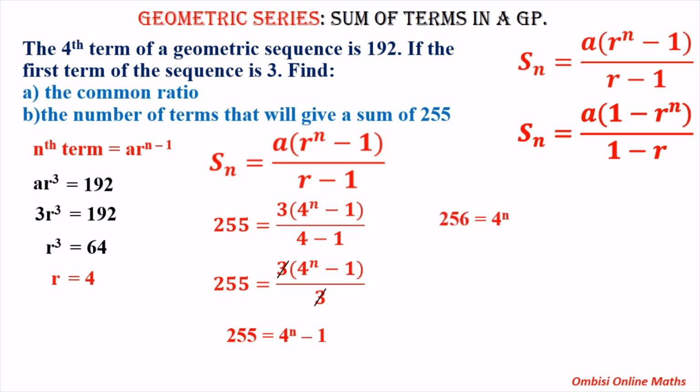Now we can use logarithm to solve this and find the value of n, or you can express 256 to the base of 4. Now 256 to the base of 4 is basically 4 raised to 4. So 4 raised to 4 equals 4 raised to n. Now when the bases are the same, according to the laws of indices, the value of n is going to be 4. The value of n being 4, it means that the number of terms that will give a sum of 255 is 4 terms.